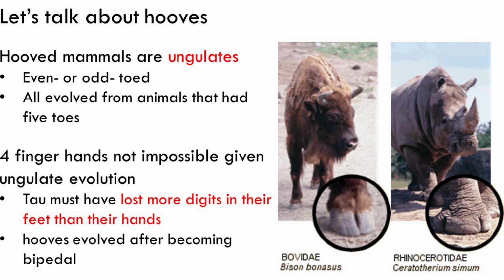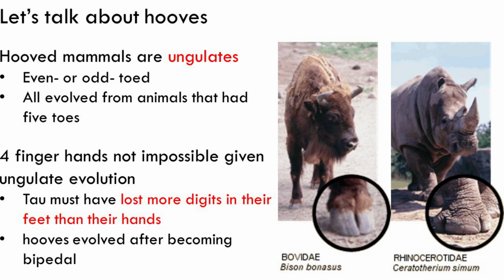But all ungulates, regardless of whether they are even-toed or odd-toed, evolved from animals that had 5 toes. And so we end up in this situation where both even and odd-toed ungulates generally have lost some of their digits over evolutionary time. And so it's not impossible for an ungulate to have 4 fingers, given the fact that it evolved from something that had 5. Just like the monarch butterfly lost 1 set of legs, so too could tau have lost 1 finger.